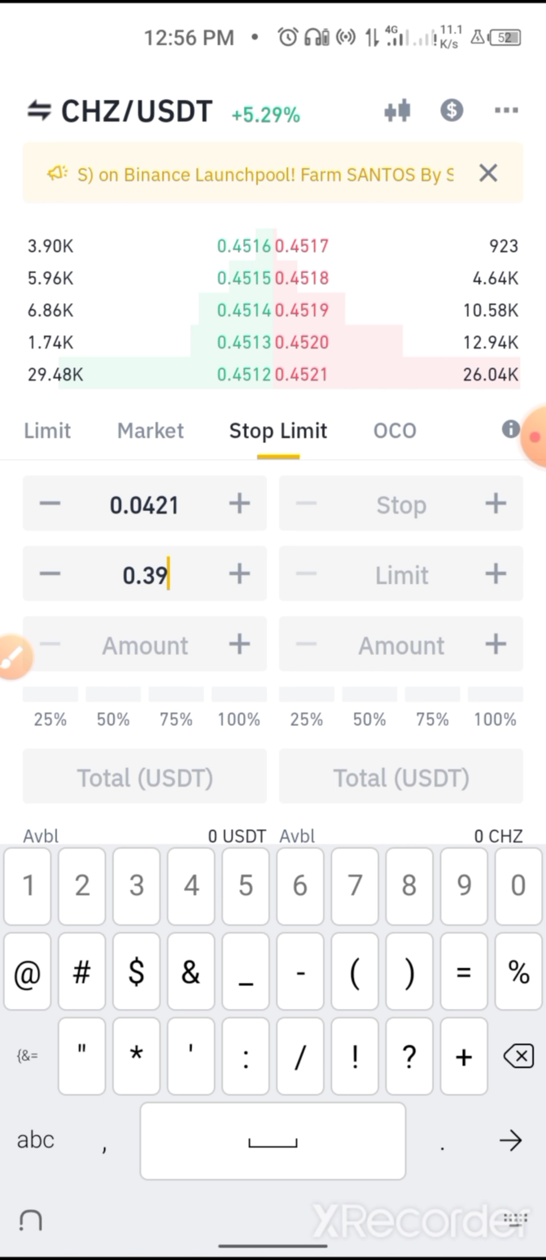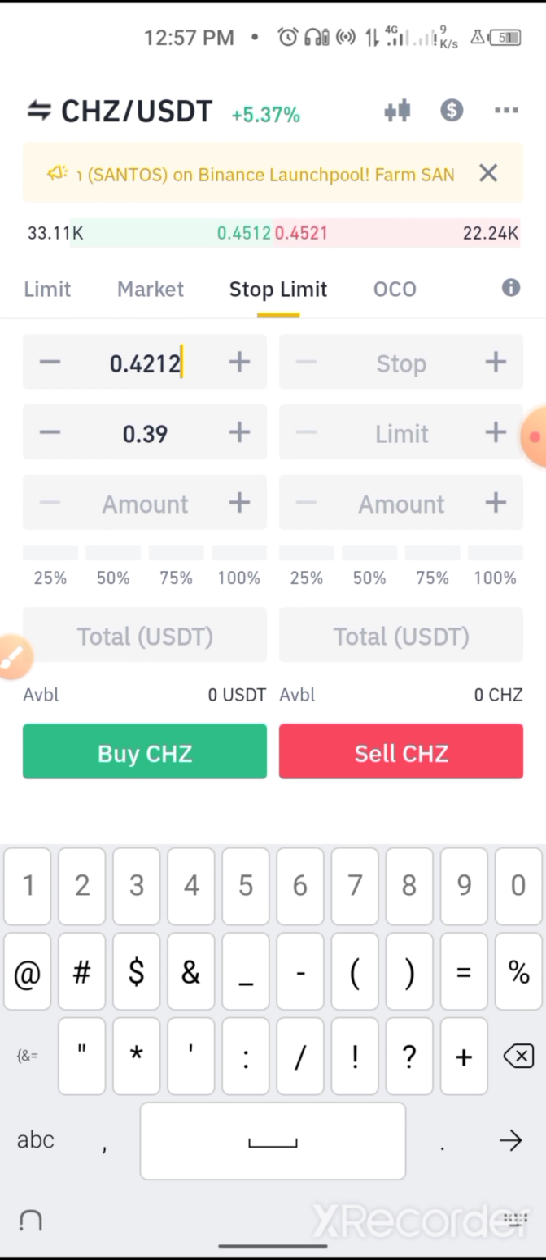Okay, I want to buy at 0.39. But I'm saying that don't place my order yet on the order book. Once it gets to 0.4212, place my limit order of 0.9. This order is very sweet, because if it doesn't get to that point, it cannot trigger your order.